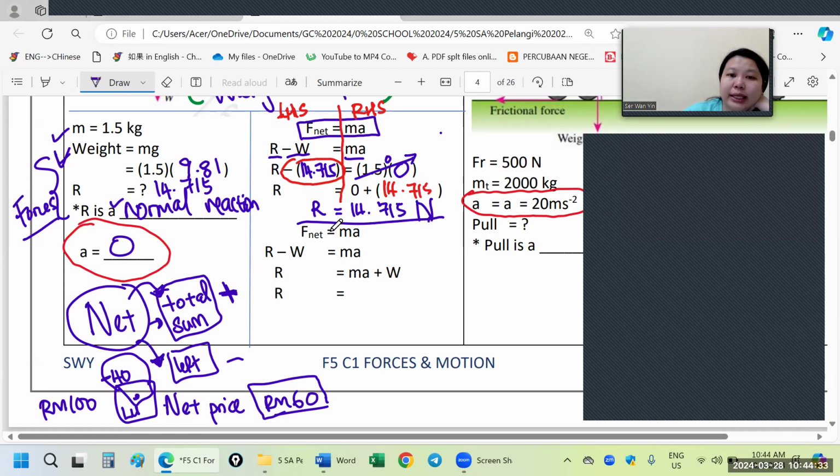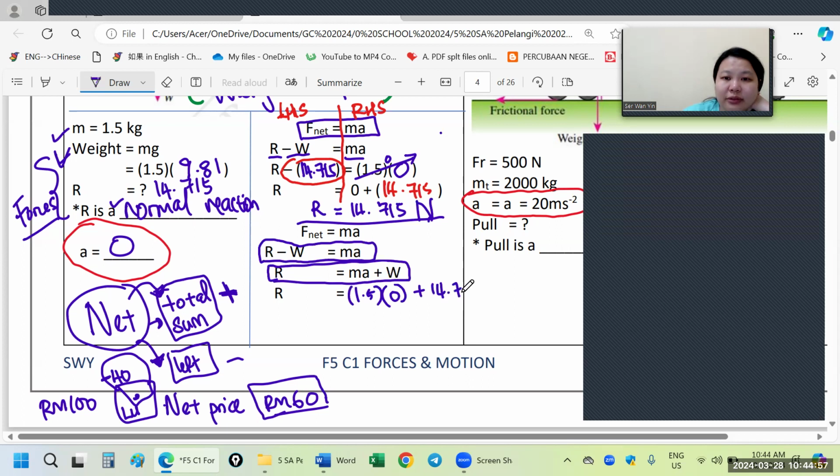Alright, so now another way is you can make it an algebraic formula first. You arrange everything to the left and right hand side already, then only you substitute. M is 1.5, A is 0, plus 14.715. So still becomes 14.715 Newton. Up to you, but I like to substitute in the original formula. Okay?